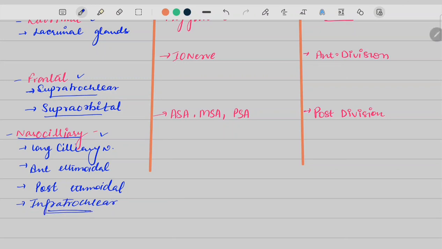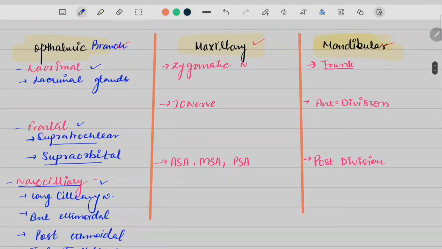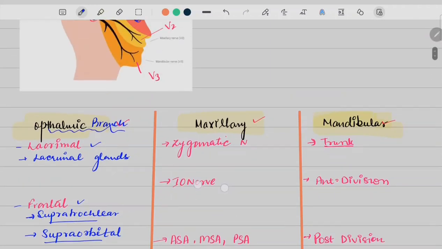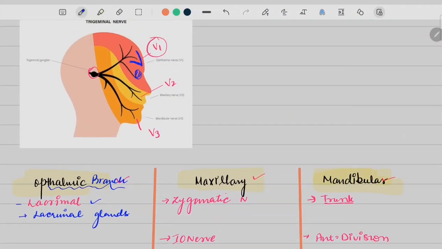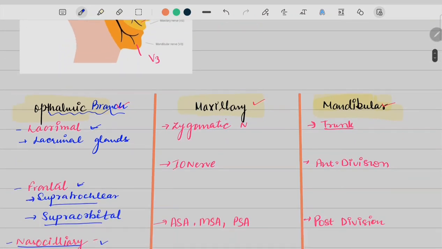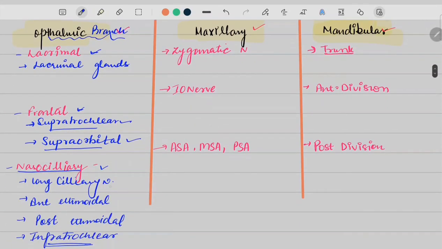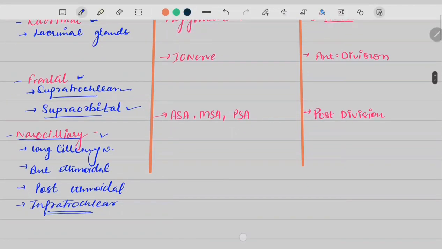Now you must be thinking how to remember all this. It's very easy. Just imagine this on your own face. Ophthalmic, you know which area is the ophthalmic. So this area is your ophthalmic region. In your own face you can imagine this area. And now see, lacrimal will go to lacrimal glands. Frontal, you have the frontal region. It has two nerves, the supratrochlear and supraorbital. Then the nasociliary has the long ciliary nerve, anterior ethmoidal, posterior ethmoidal, and your infratrochlear. That is what you need to know.